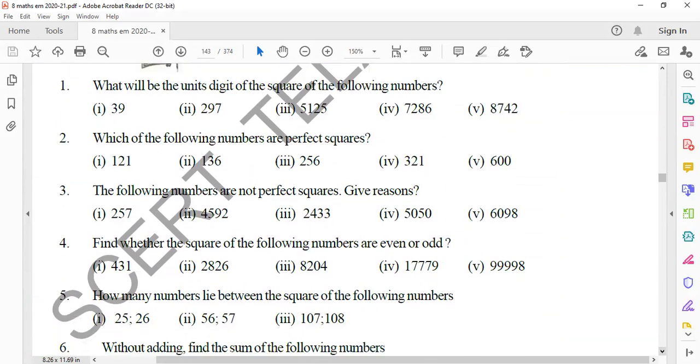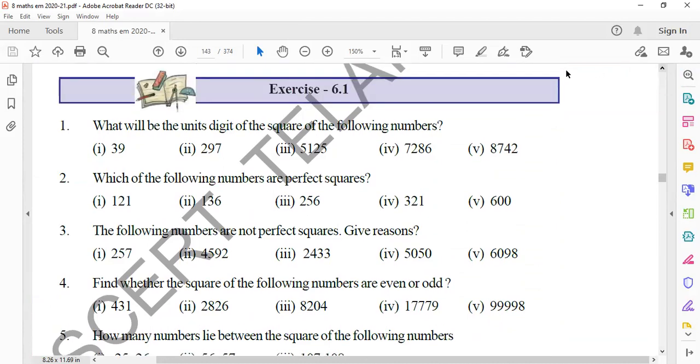Now let us please take 6.1. I'll give some introduction. Some questions I'll give as homework. It's better analysis. So what is the first question? What will be the unit digit of the square of the following numbers? It's very simple, right? I already told you. Yes or no? Yes.